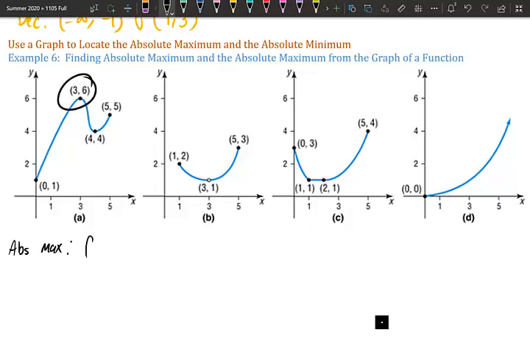It's (3, 6). So f of 3 equals 6. Now the minimum, pretty much same idea except the smallest, lowest point, (0, 1). So f of 0 equals 1.